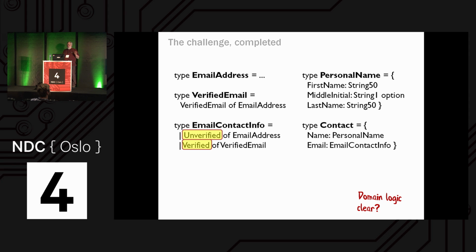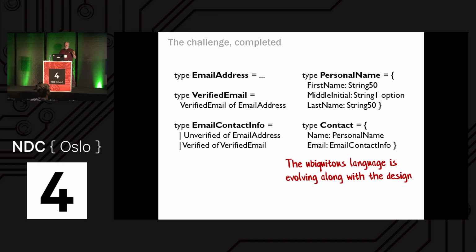And what's interesting is that the ubiquitous language, the set of words that we use to talk about the domain, has evolved as we've done this process. Because originally we just had a contact, and everything was a string and a Boolean. And now we have a concept called an email address, a verified email address, a personal name, and an email contact, and so on. These are the words that the business would use.